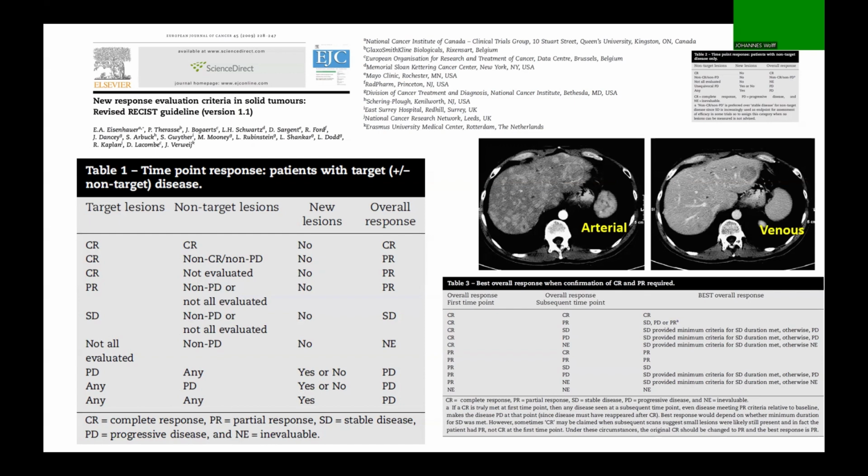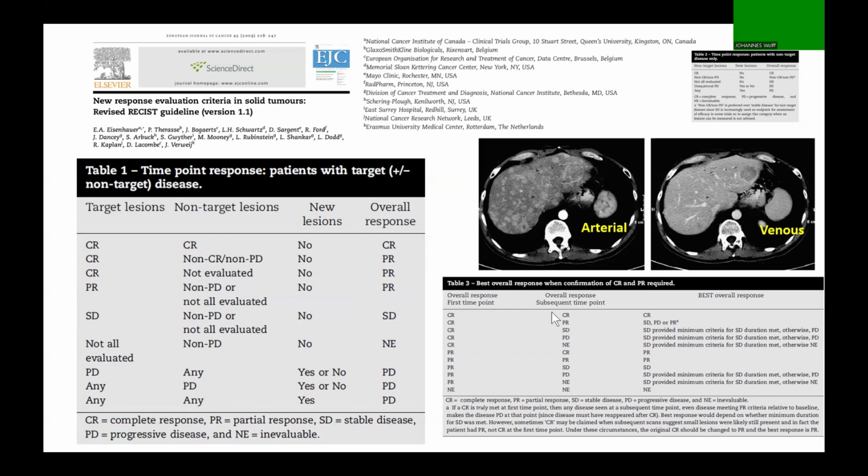What they want to show you with this paper, with this image, is that you have to do it at the same time point. Again, you have to do it in the same way. And obviously, if you compare a CT to an MRI to a CT, that doesn't work very well either.